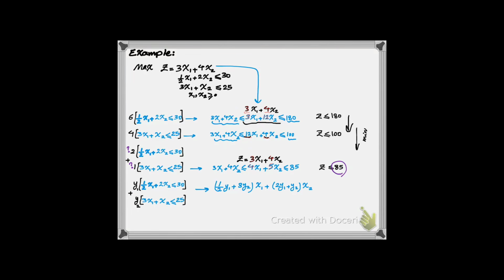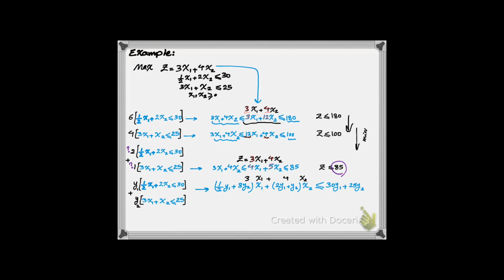Now we want this whole term to be less than or equal to 30y1 plus 25y2, which is the linear combination of these two constraints. However, what we are trying to do is to minimize this side. We have two conditions. First, we want to make sure that the coefficient of x1 is greater than or equal to 3, and the coefficient of x2 is greater than or equal to 4. So basically, we're dealing with a new optimization problem with two constraints.